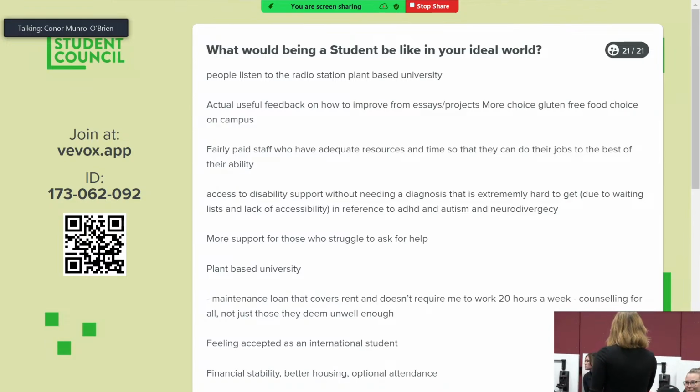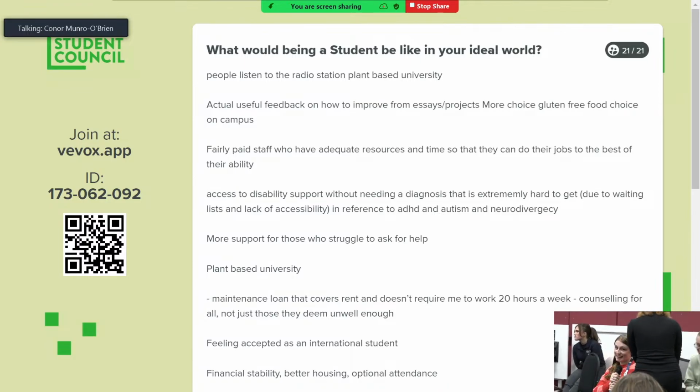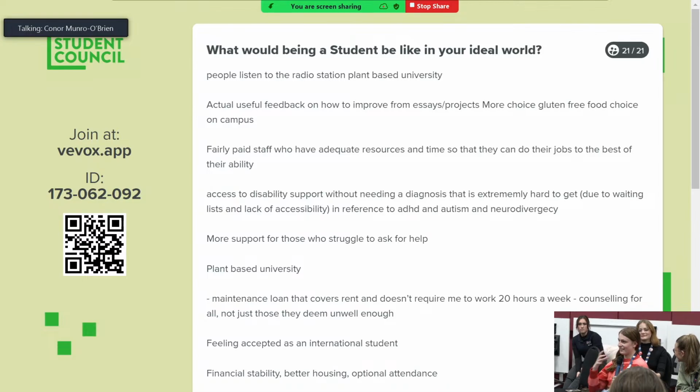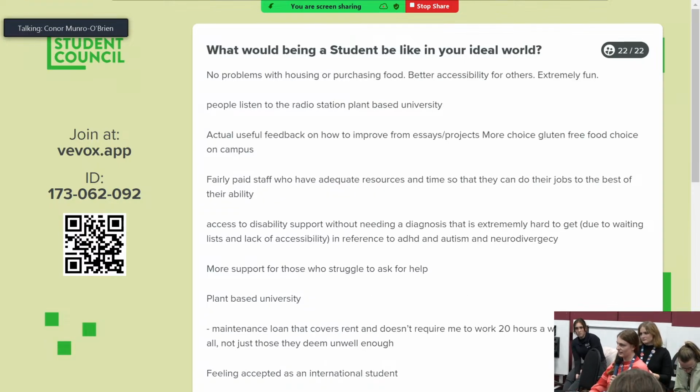I want to feel safe coming onto campus. I think as a woman as well, and with all the work we've been doing with the university about tackling sexual violence and hate crime, I think it should be a huge priority to feel safe on campus. Yeah, that's it.